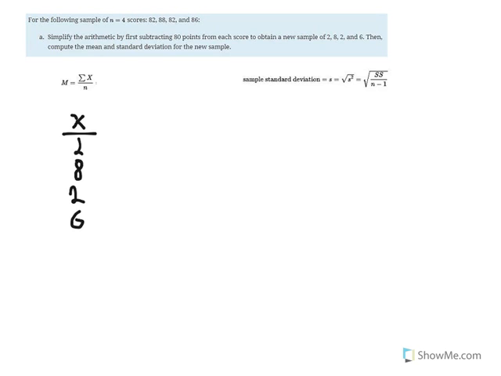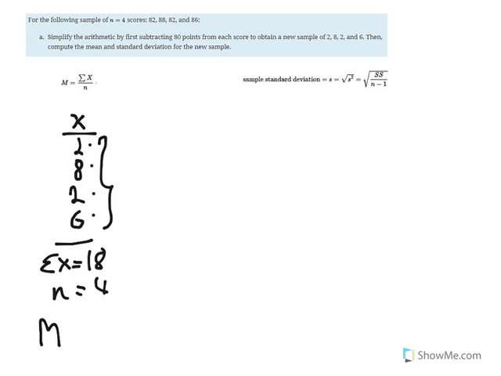We start with the mean. We know for the mean formula we need the sum of x, which is 18. We know the number of people we have is 4, because we have one score each, right? So those are those 4. 1, 2, 3, 4 people. And then we just plug that in to get the mean. So that's 18 over 4, and the mean is 4.5. So that's the first part of the problem that we solved.